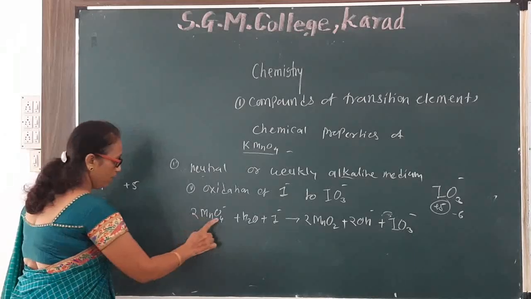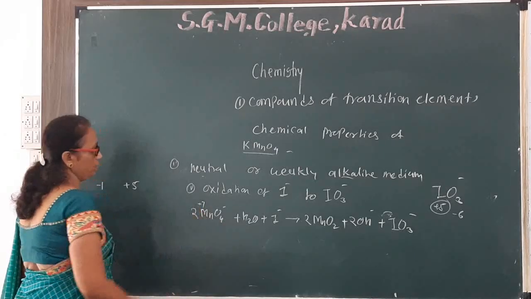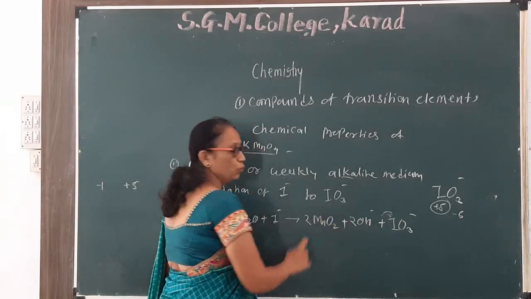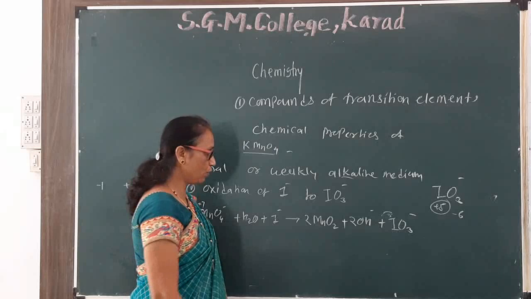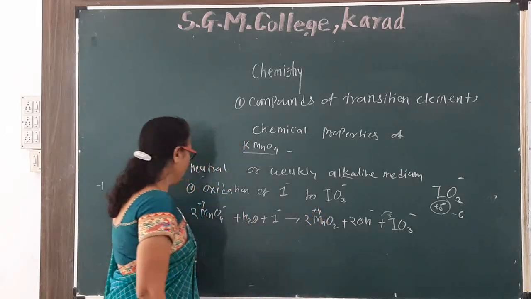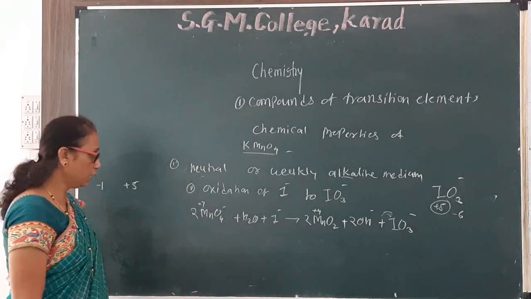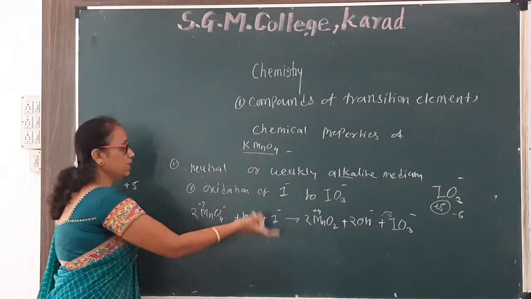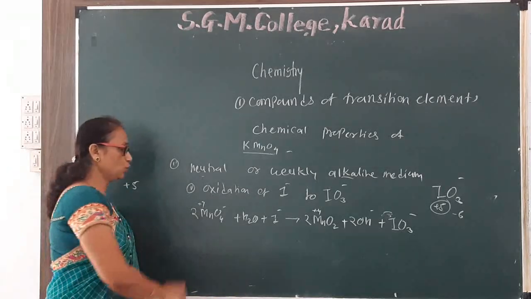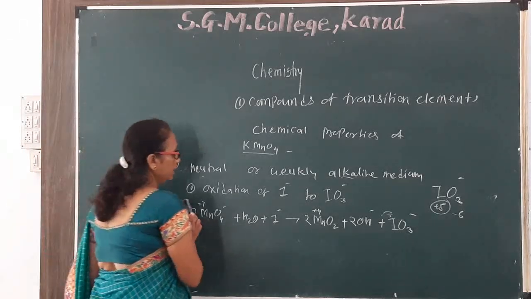In case of MnO4 minus, the oxidation state of manganese is +7, and in MnO2, O2 is -4. Therefore the oxidation state of Mn is +4. Means from +7 to +4, it gets reduced and it oxidizes the iodide to iodate ion. Here also MnO4 minus acts as an oxidizing agent.